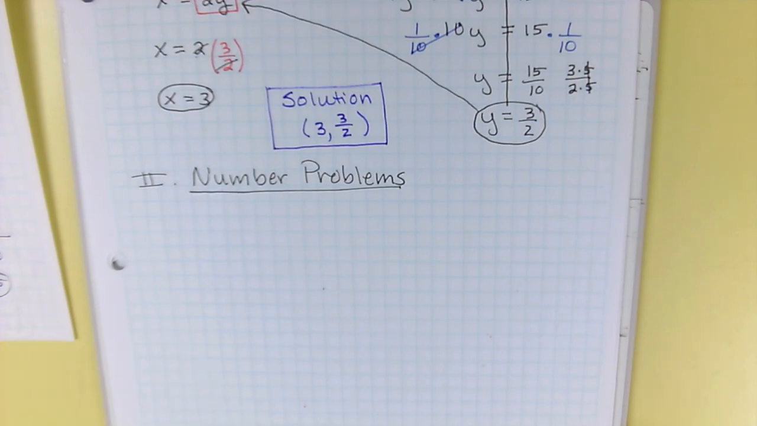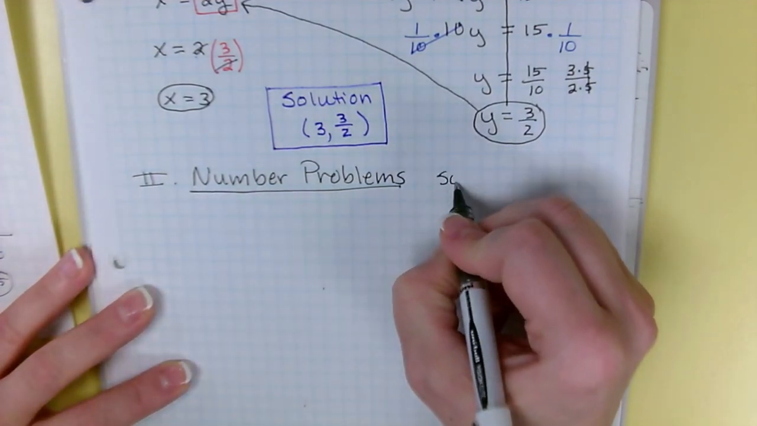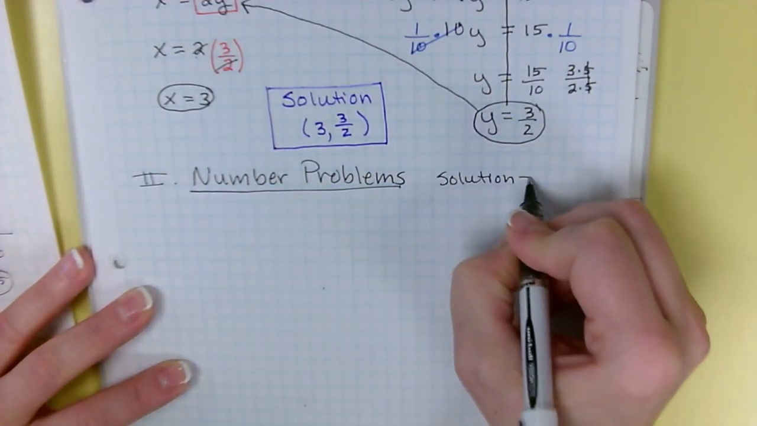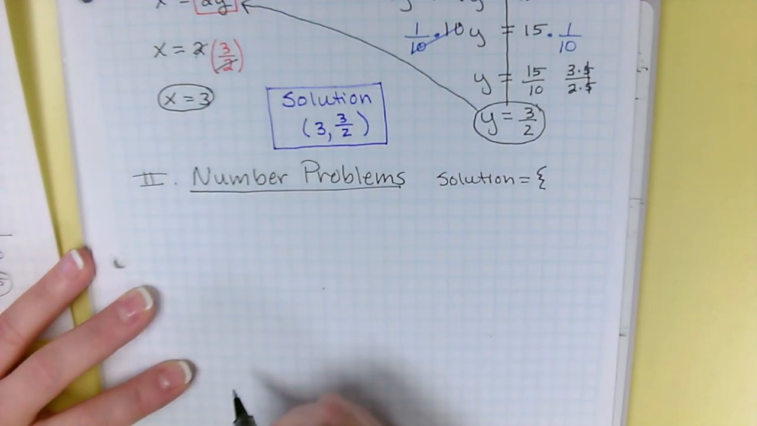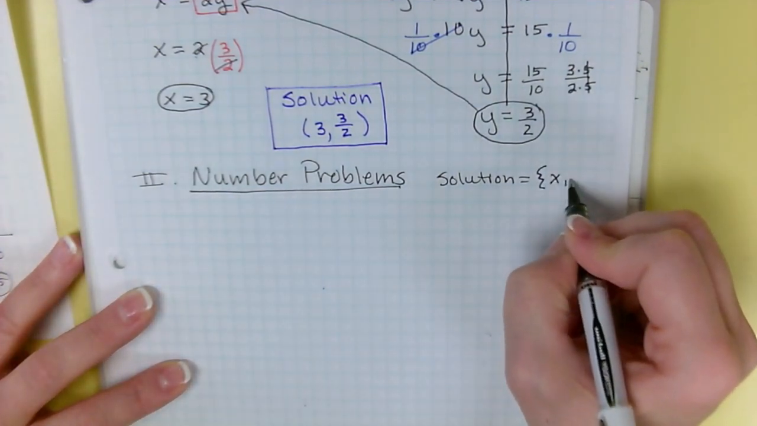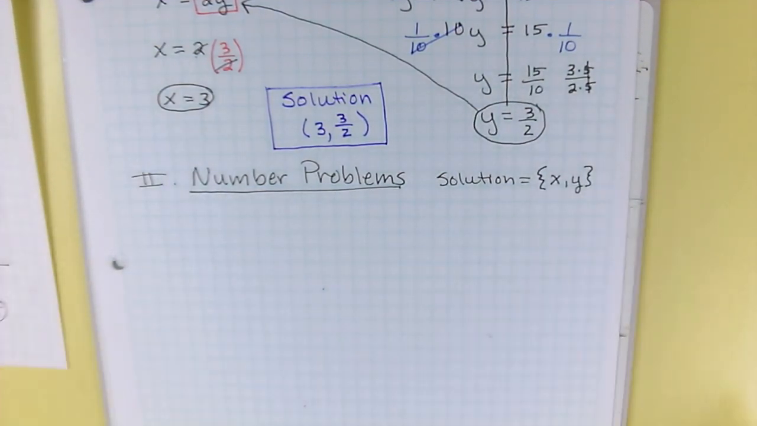Okay, when you do number problems, you're looking for two numbers, obviously. Your solution is going to be in roster notation. So a brace and then an X and a Y with a brace. It's not an ordered pair.